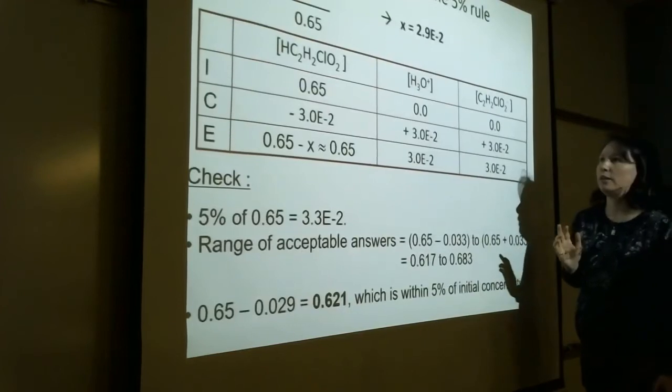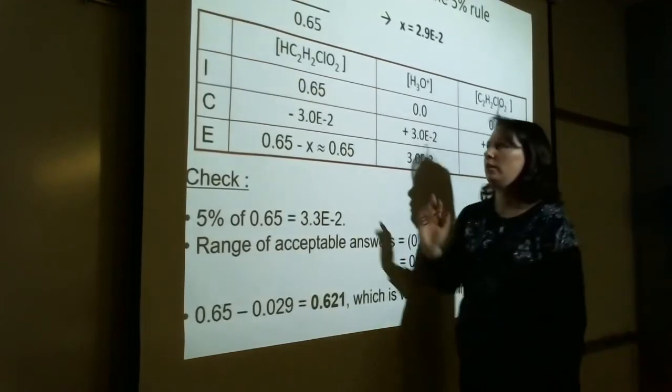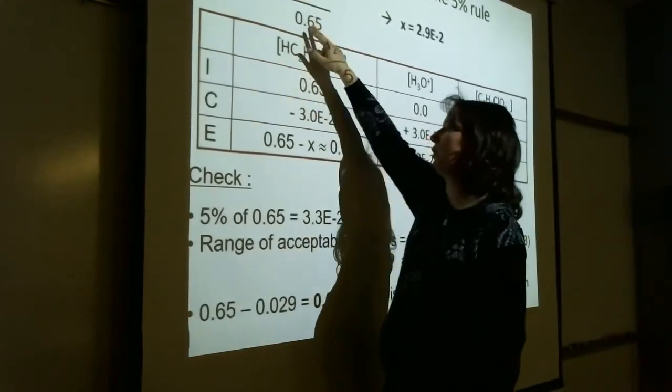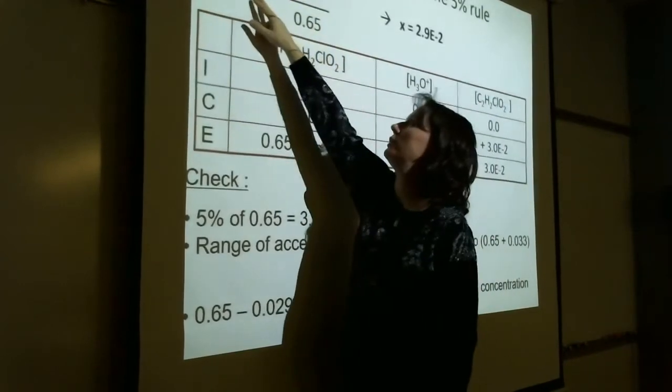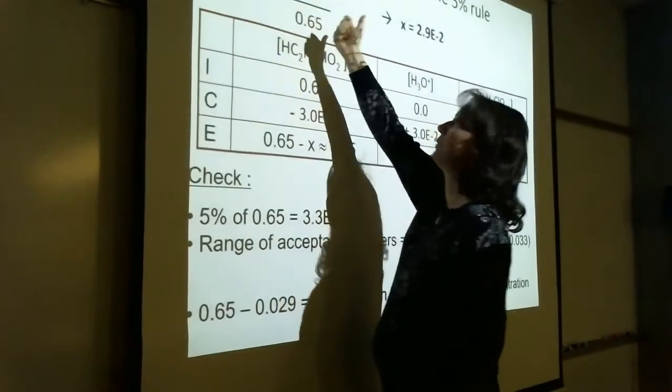Now when I do the math, I say to myself, okay, x squared over 0.65 is equal to 1.36 times 10 to the negative third, because that was my value of k.